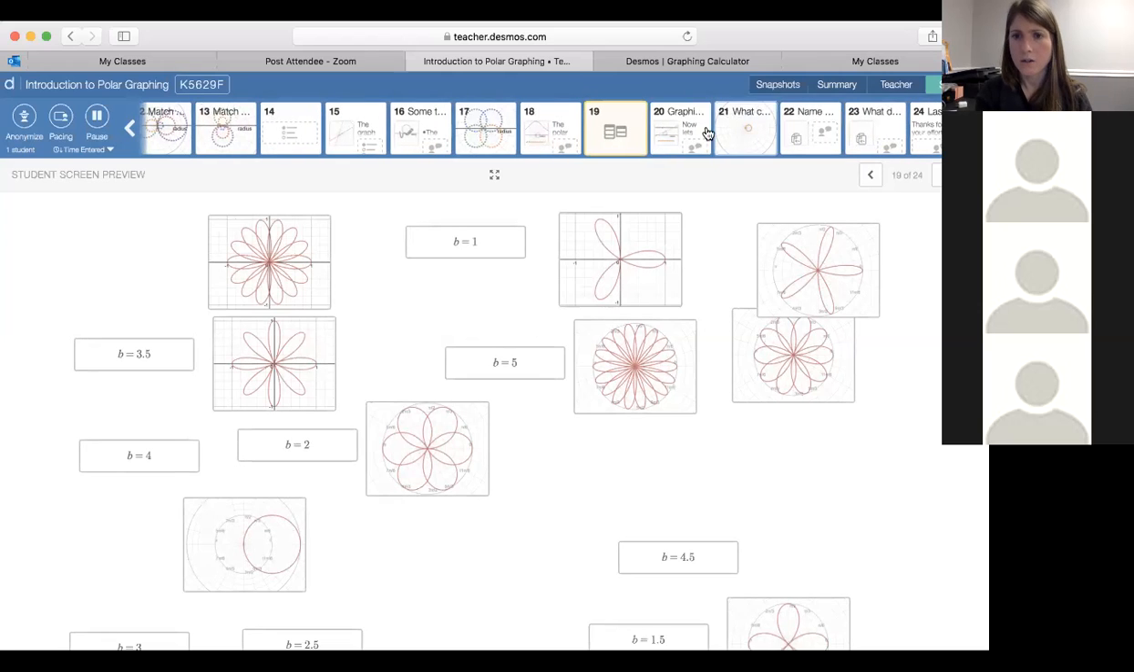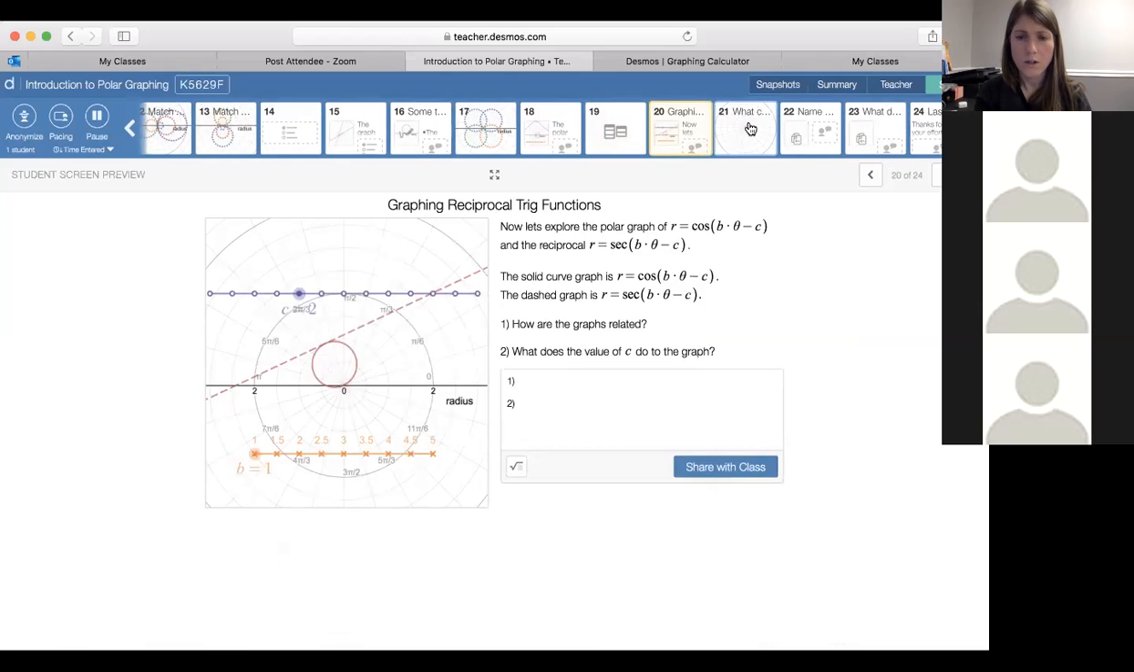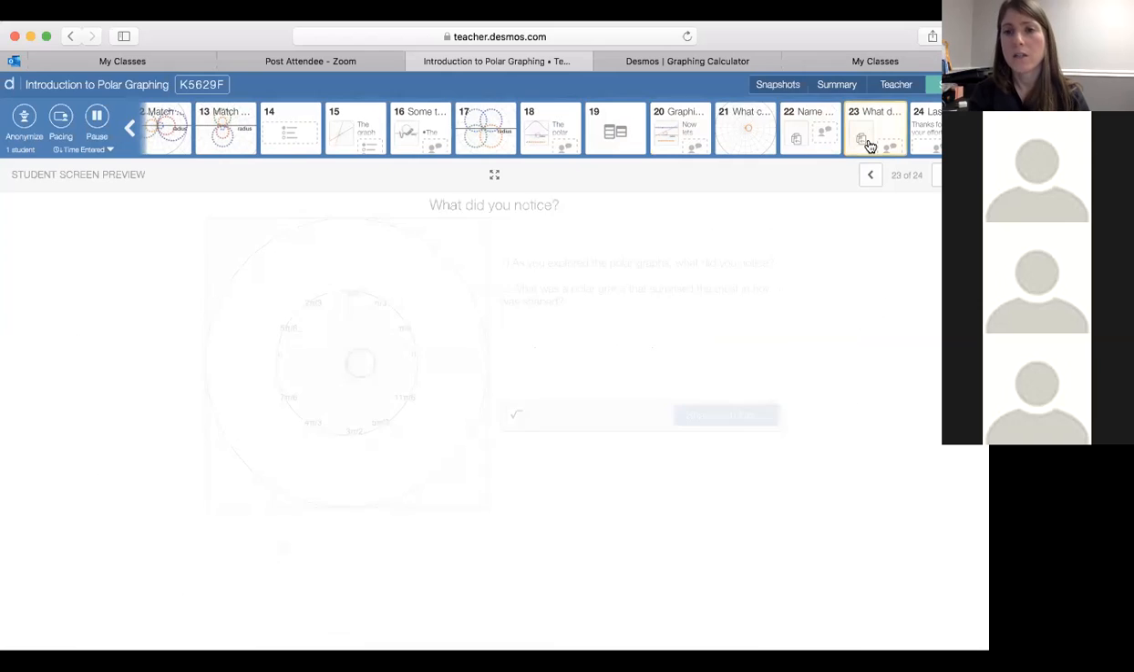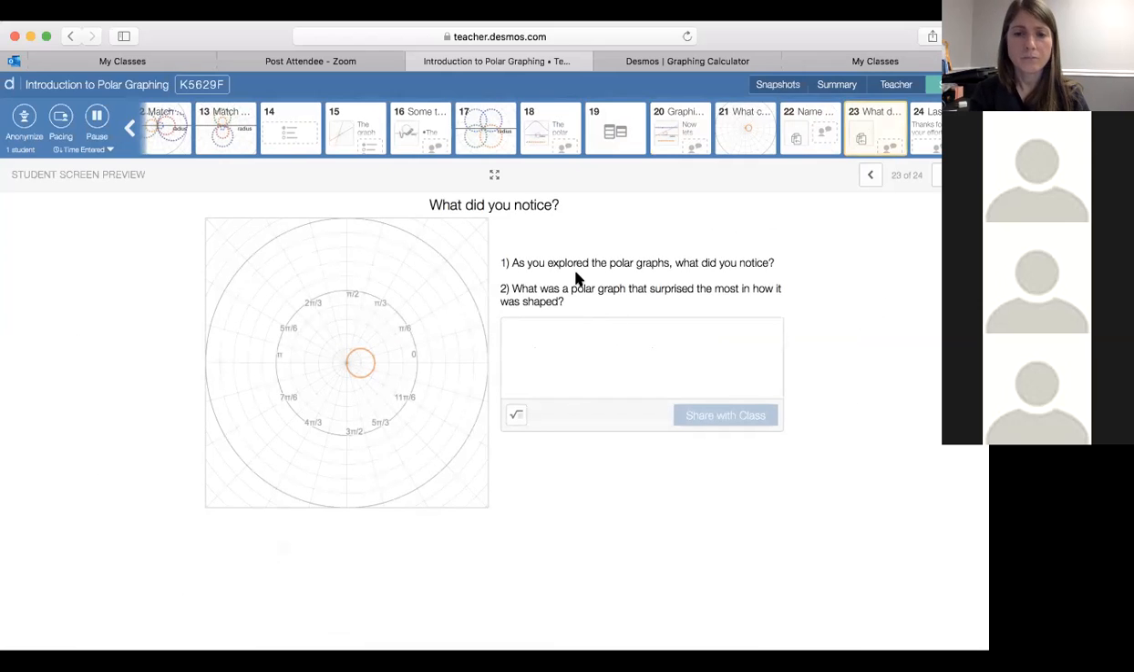There are a couple of activities after this where you're going to look at the secant and also the cosine, and some relationships between those. You're also going to get a chance to make your own polar work of art, playing around with these, and then just reflect on the polar graphs.